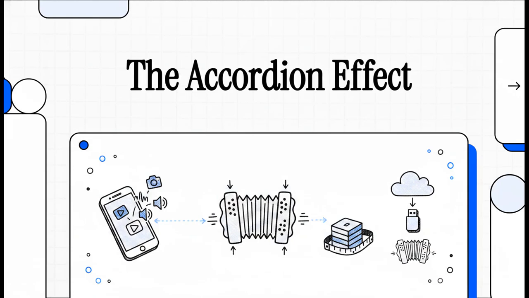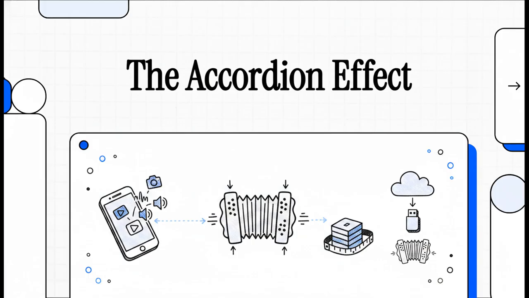Welcome to this explainer. Today, we're looking at something I like to call the accordion effect. We all live our lives completely surrounded by devices that seem, well, infinitely capable of capturing our world in high-definition photos, endless video streams, and crystal-clear audio. But have you ever actually stopped to think about the digital weight of all that media? Our digital footprint is constantly expanding.